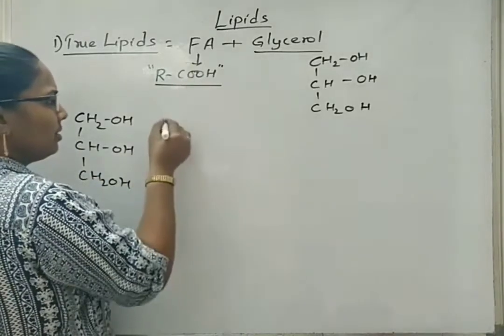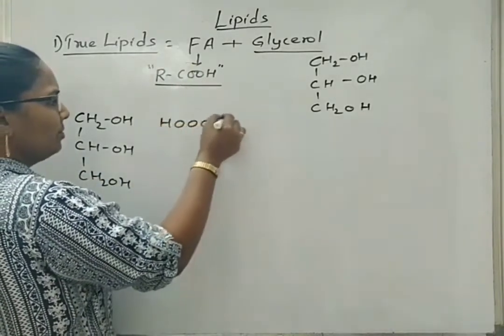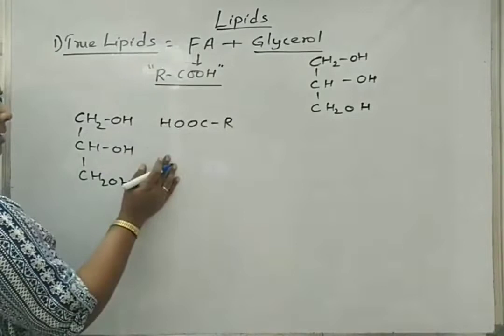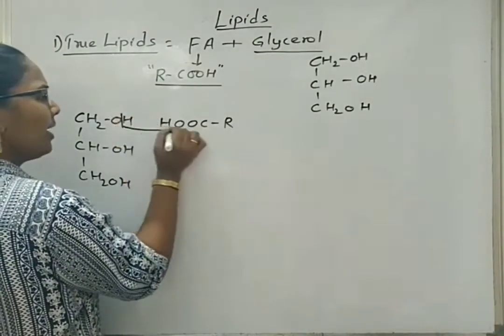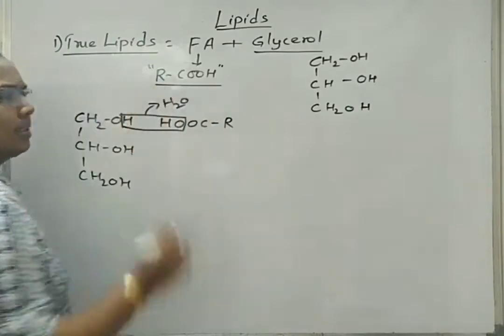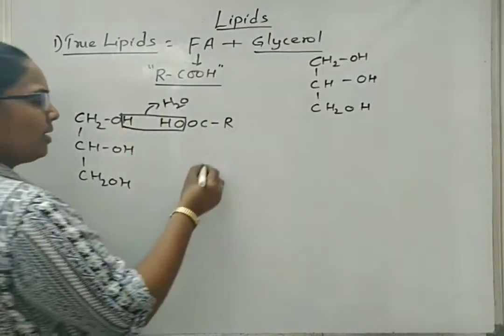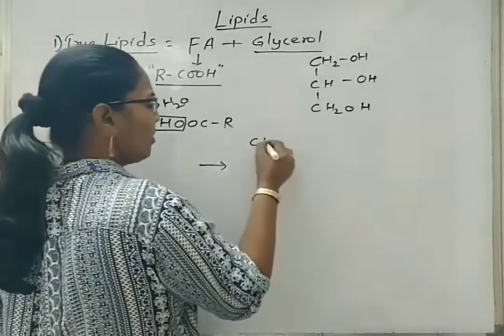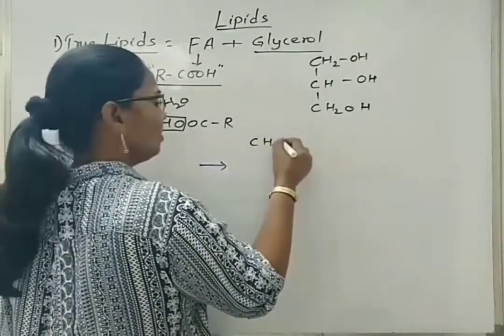Now, we will write the fatty acid like this for our convenience. Then hydrogen plus hydroxyl group is removed in the form of water. Then it forms an ester bond. Then the compound looks like CH2OCR, CHOH, CH2OH.